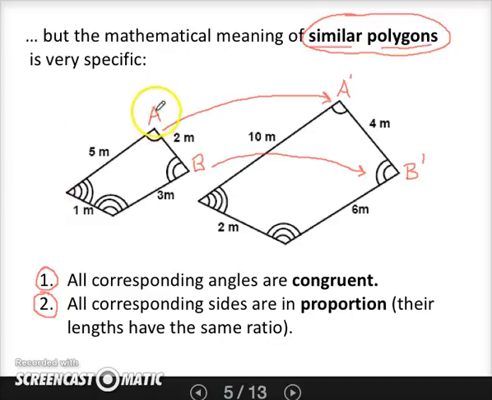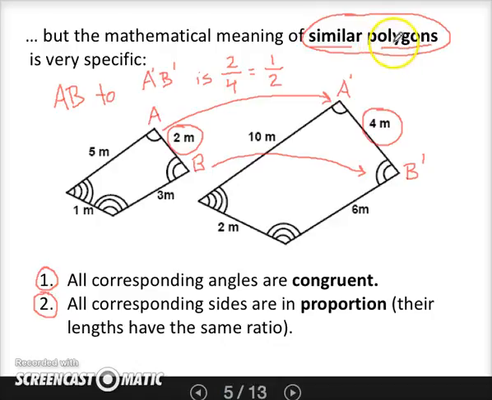So the side that's in between A and B has to correspond to the side that's between A prime and B prime. These two sides correspond to each other. And we write the fact that they're in proportion as a ratio. So the ratio of side AB to side A prime B prime is 2/4, or the same as 1/2.